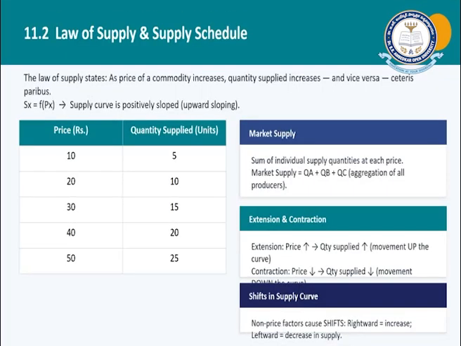So the non-price factors cause a shift, rightward which will increase, leftward decrease in supply. Here we are saying contraction and extension. Please remember, it is not in terms of price, it is in terms of supply. While discussing the supply curve, please remember that non-price factors cause shifts, not the price. So rightward when the supply increases, leftward when it decreases the supply.